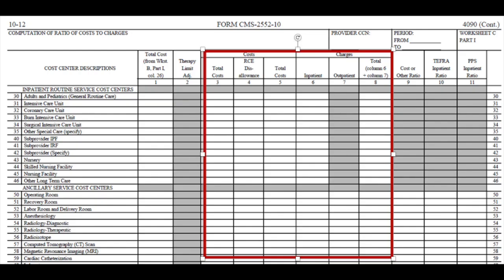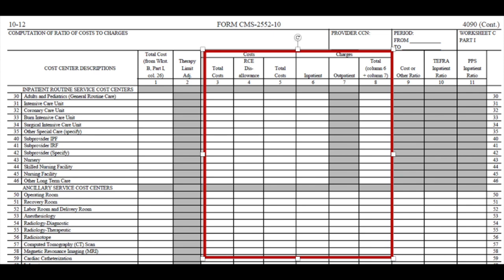This is the beginning of Worksheet C, where the cost to charge ratio is calculated. The cost to charge ratio is extremely important to a hospital because Medicare uses this number to determine reimbursement and outlier payments. The hospital wants to make sure this number is as accurate as possible because a change in payments could result in a change in profits.